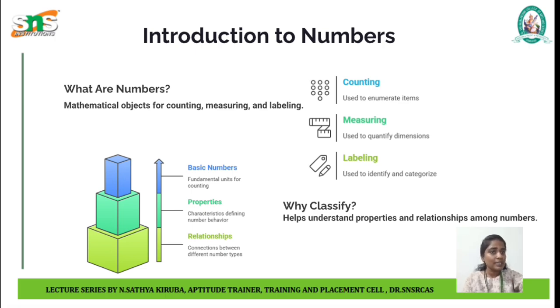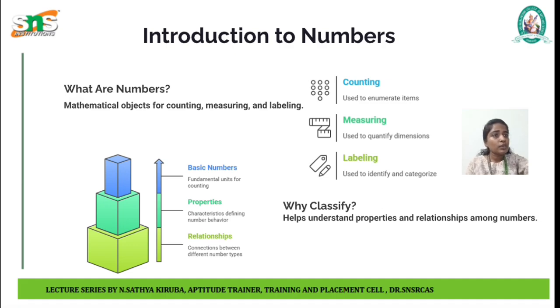Now how will you classify those numbers? Those numbers you are classifying will have basic fundamentals of counting. First it will be basics of numbers and then it will go on to the properties. You should know what properties a particular number holds, and then you will have to find out the relationship between each and every number. That is a connection between different types of numbers.